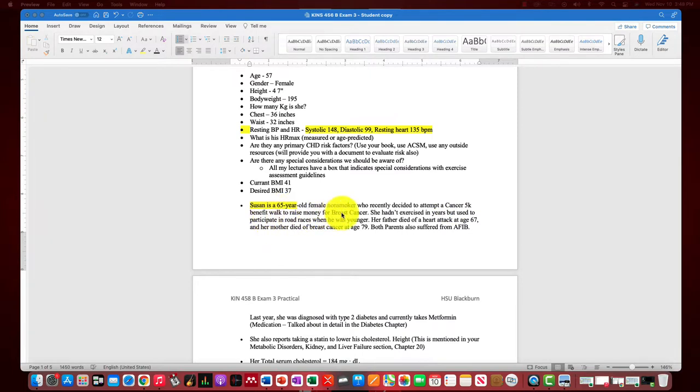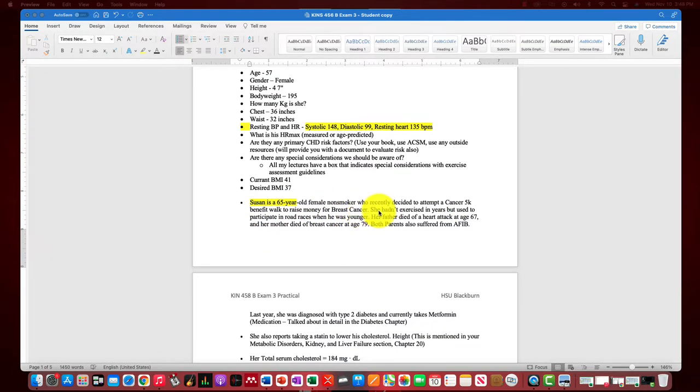to raise money for breast cancer. She hadn't exercised in years, but used to participate in road races when she was younger. See, this is why we are going through this. Her father died of heart attack at age 67, and her mother died of breast cancer at age 79. Both parents also suffer from AFib. You guys should know what AFib is.